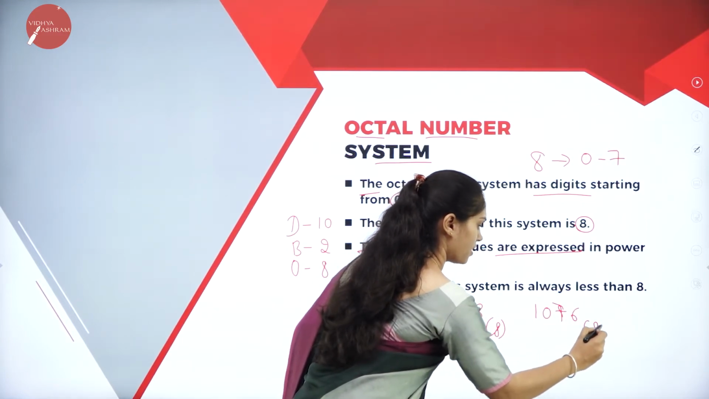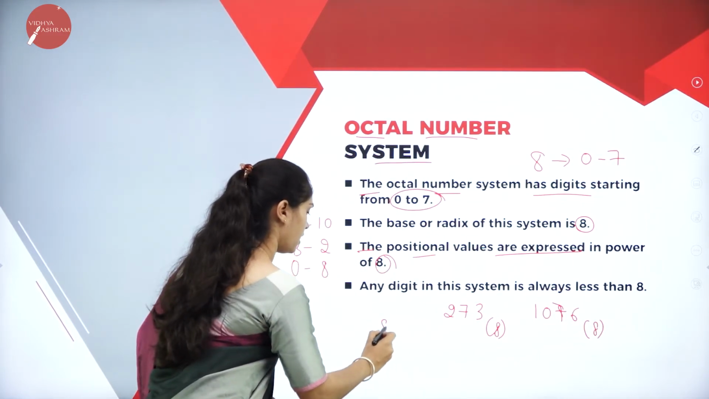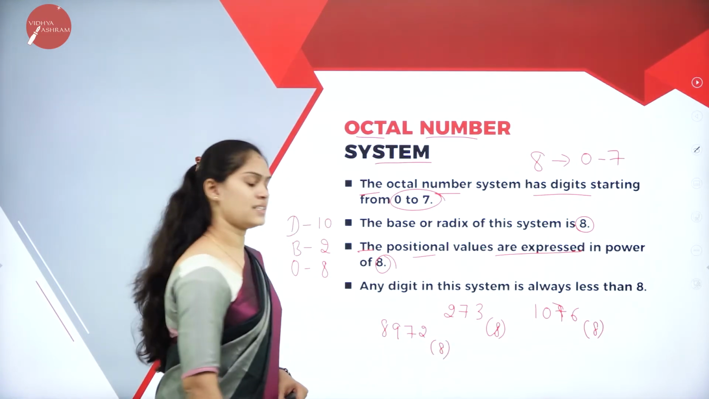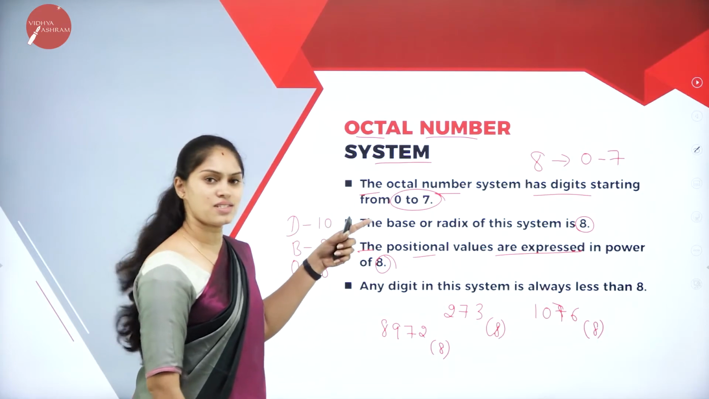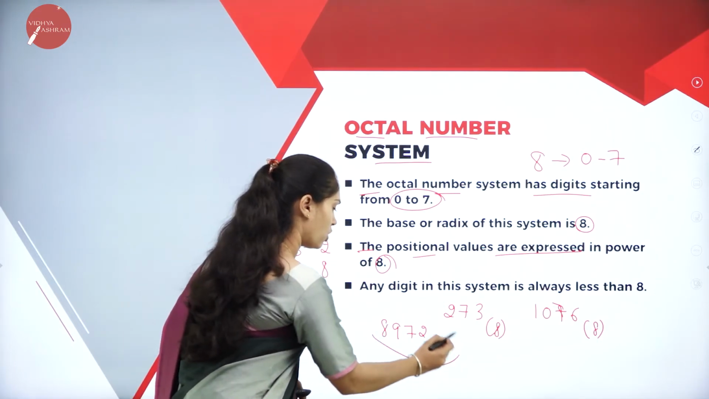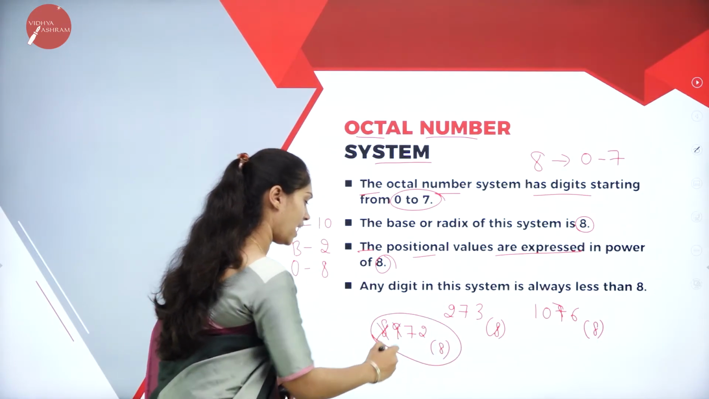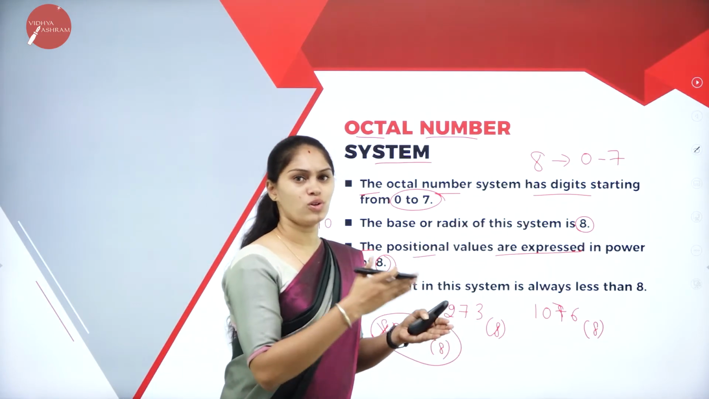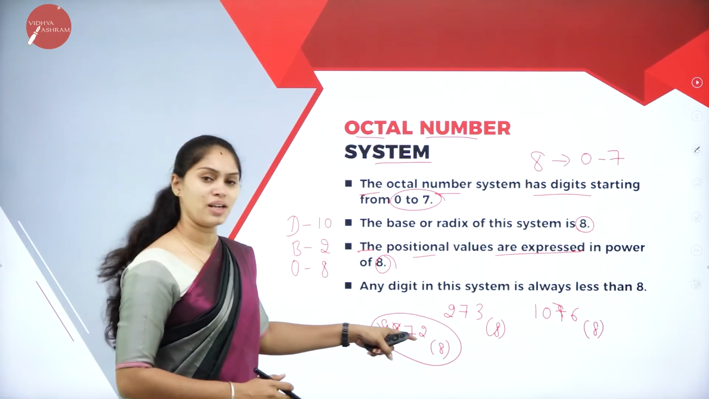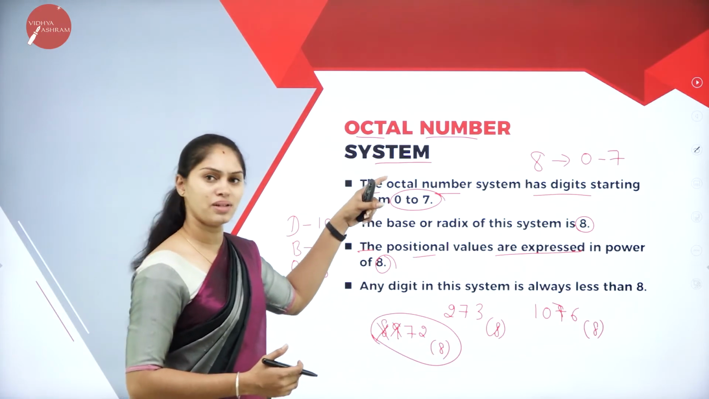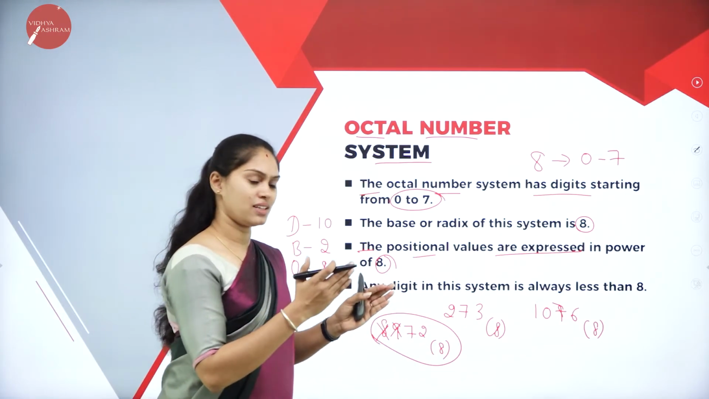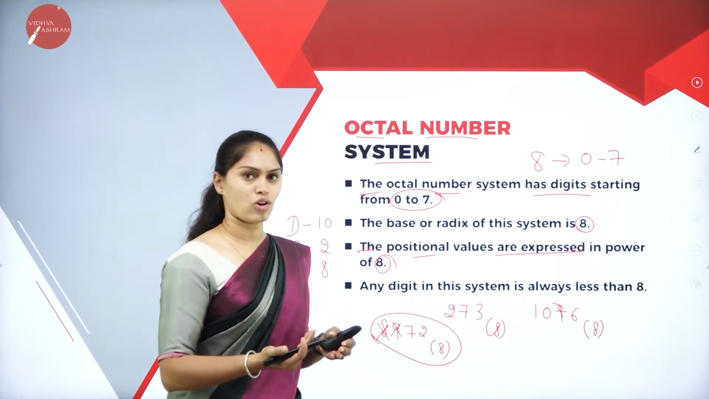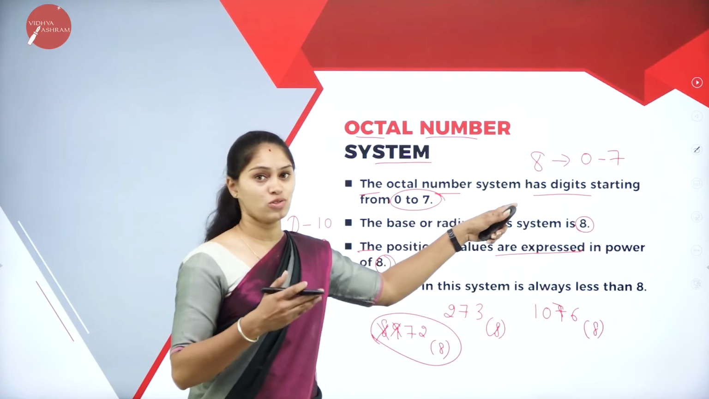1076, base 8, 8,972. Can we take this as an example for the octal number system? No, right? Why? Because I'm using the numbers 8 and 9, which are not in the range; it must be from 0 to 7. So it cannot be expressed as the octal number system. It has to be within the 8 values. So you can take any values which are a combination between 0 to 7.